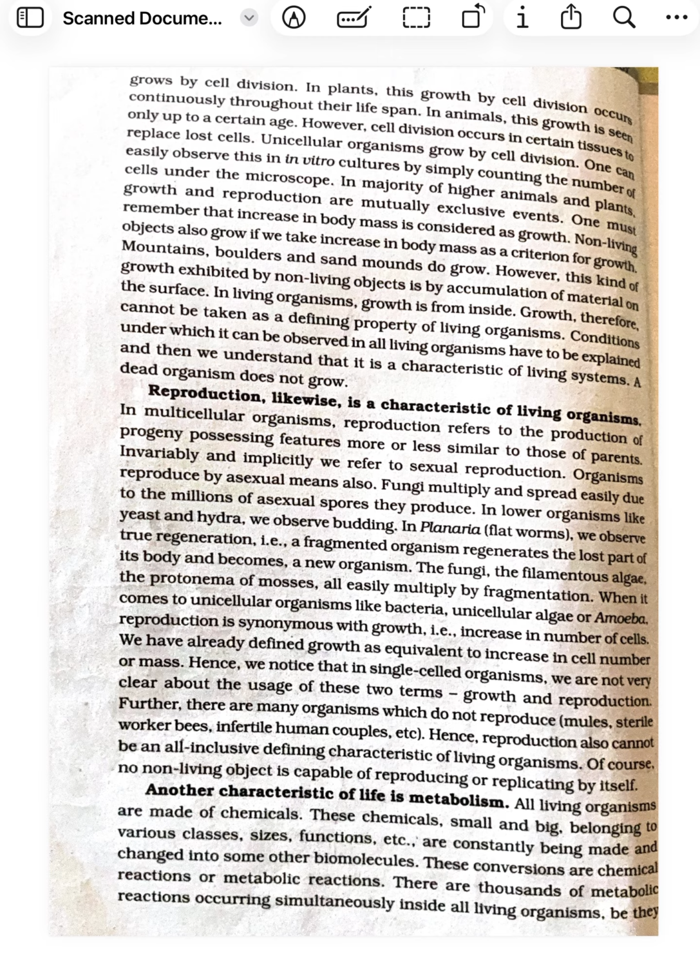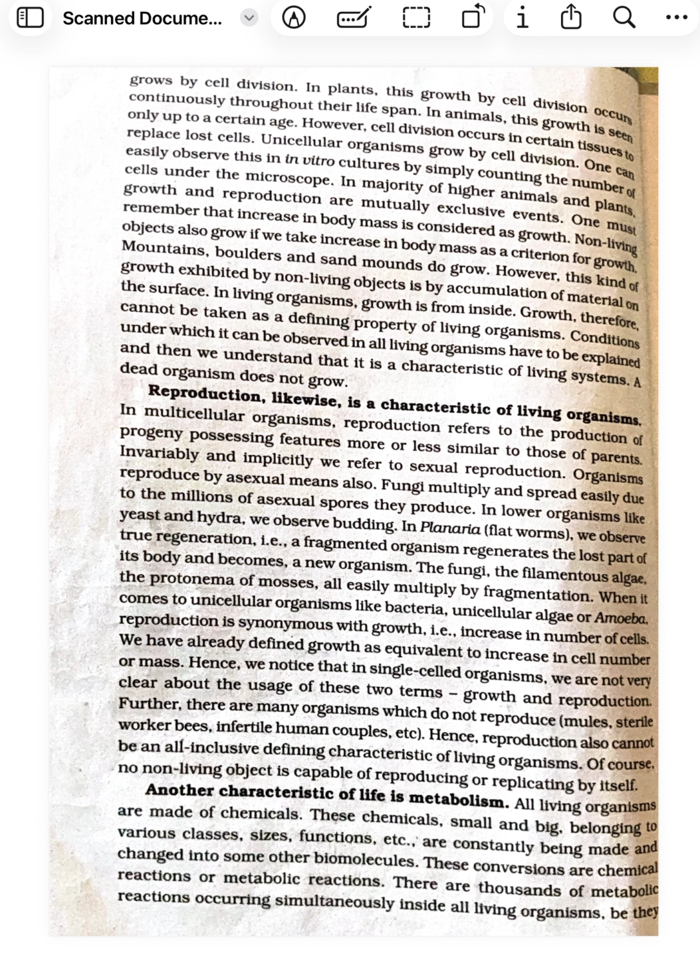Let's study the third important characteristic feature. Another characteristic feature of life is metabolism. All living organisms are made of chemicals. These chemicals, small and big, belonging to various classes, size, function, etc., are constantly being made and changed into some other biomolecules. These conversions are chemical reactions or metabolic reactions. So here I'm going to conclude this video. I will be explaining metabolism in detail in the next video.